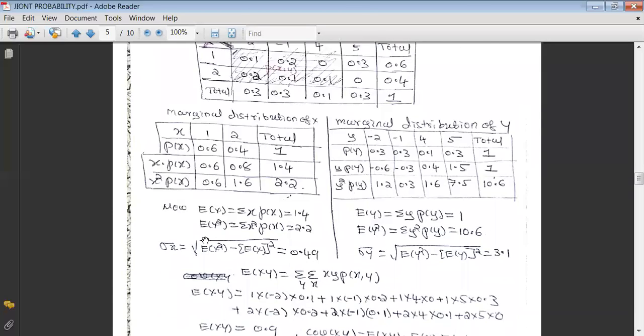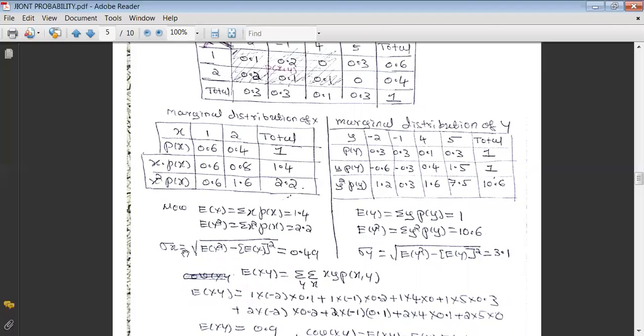Now let us calculate some of the things which are required further. Let us concentrate on the expected value of x, which is given by the total of x into p of x, and the total of x into p of x we have as 1.4. The expected value of x square is the total of x square into p of x, which, as we know, is 2.2. In a similar fashion, the expected value of y is the total of y into p of y, that is 1, and the expected value of y square is the total of y square into p of y, that is 10.6.